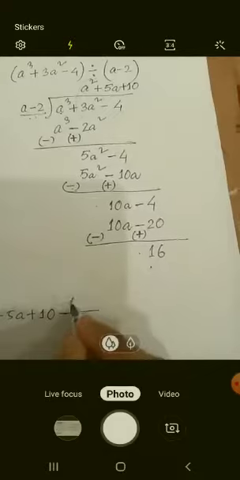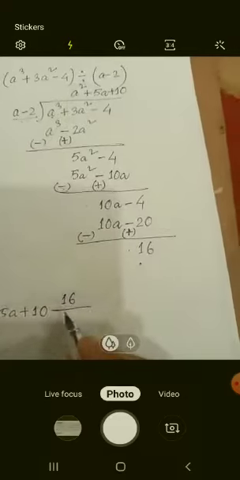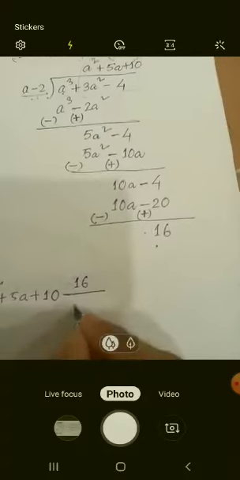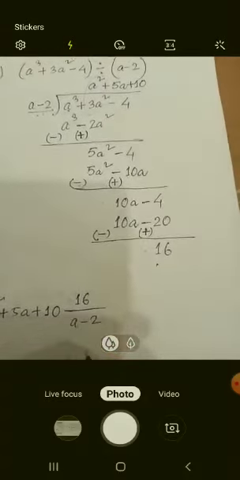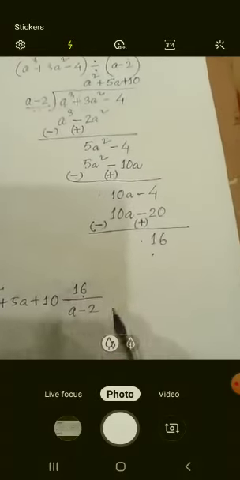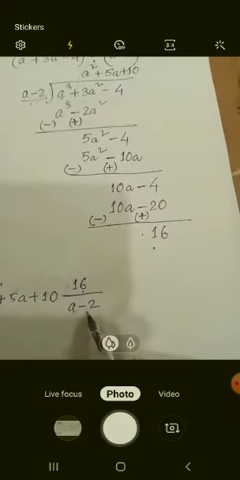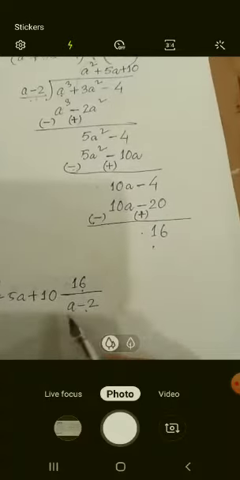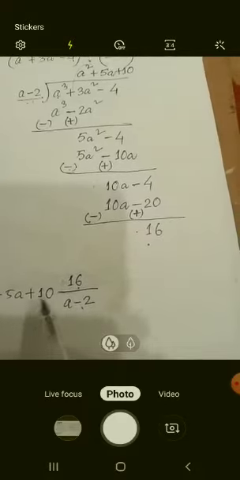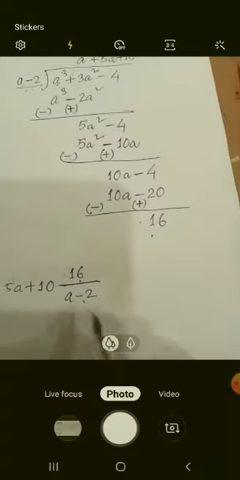Okay, and typically you put the remainder over the divisor. So in the bottom we have a minus 2, so that 16 was your remainder, and you always place it at the end over your divisor, a minus 2. So your final answer is a square plus 5a plus 10 plus 16 over a minus 2.